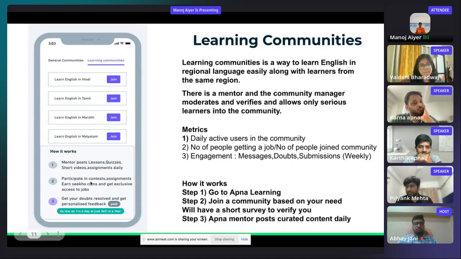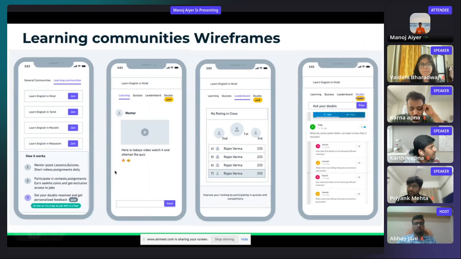Next, participants can participate in contests, assignments, and earn coins and get their doubts resolved. So basically, let's say I divide a community into parts: learning, quizzes, leaderboard, doubts. So paid means paid in terms of Apna coins. So basically, when you engage more in the community, you get more Apna coins. And with the help of Apna coins, you can ask your doubts. You can get 1:1 mentorship, etc.